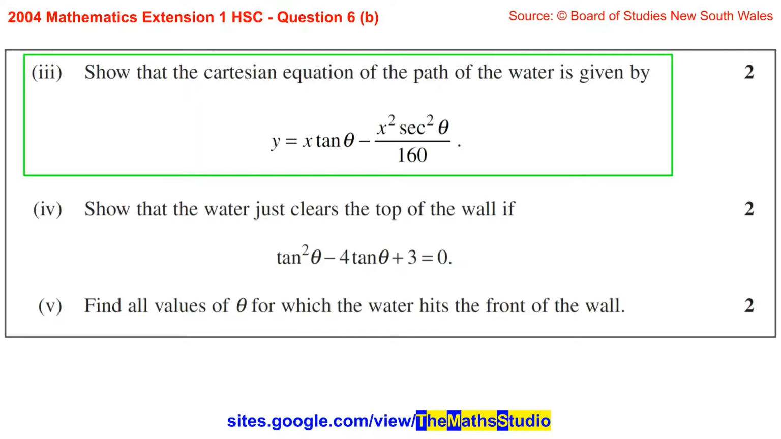Part 3. Show that the Cartesian equation of the path of the water is given by y equals x tan theta minus x squared sec squared theta over 160.